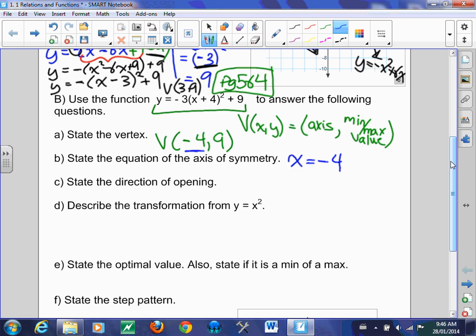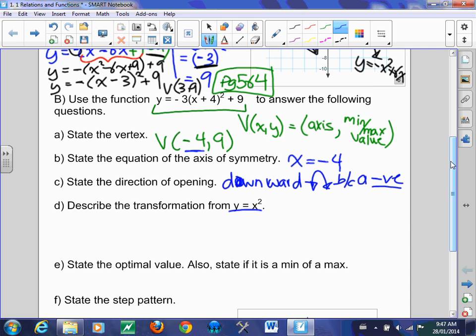State the direction of opening. Well, you look at A. A is negative, so it's going to be downward. Opens down. Because A, and this is my short form for negative, right there. So A is negative. All right, describe the transformations from y equals x squared.